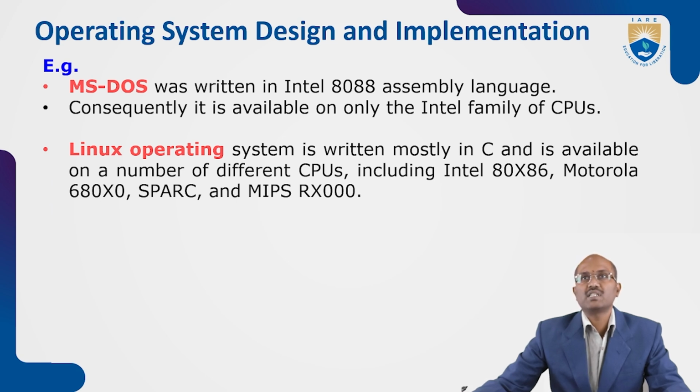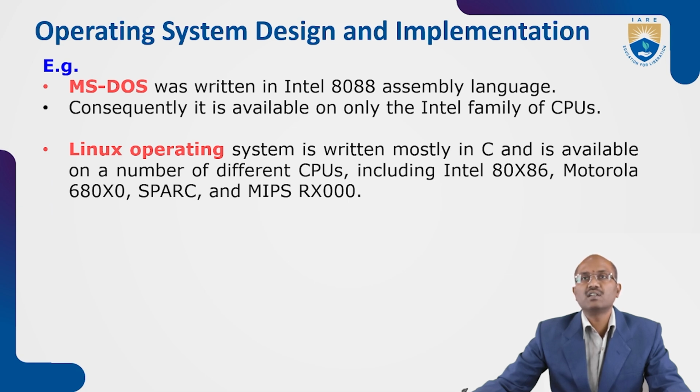So the Linux operating system is written mostly in C, and it is available on a number of different CPUs, including the Intel 80x86 family and the Motorola 680X0 family. SPARC is one of the Linux operating systems. MIPS R2000 is also one of the operating systems. MIPS means million instructions per second. This operating system comes under the Linux category.